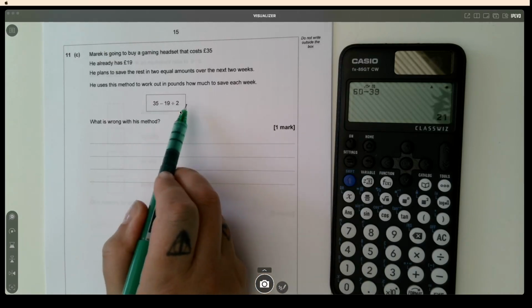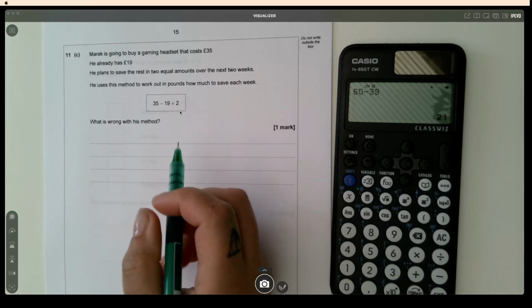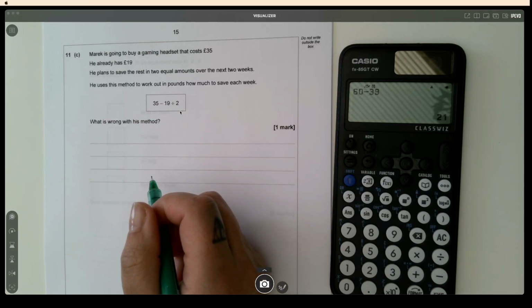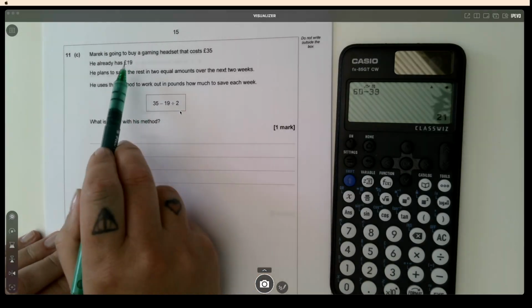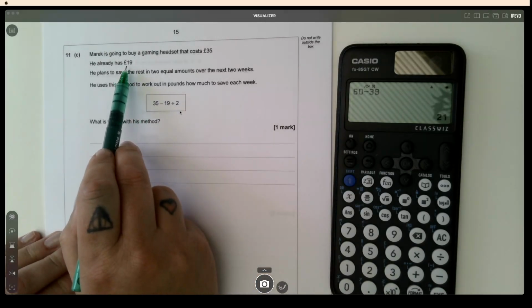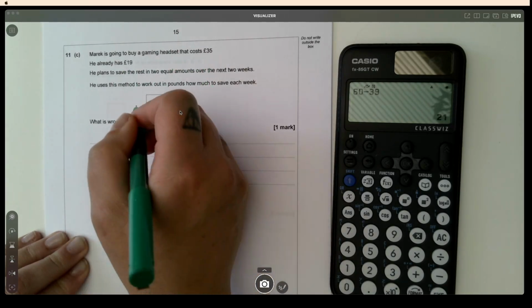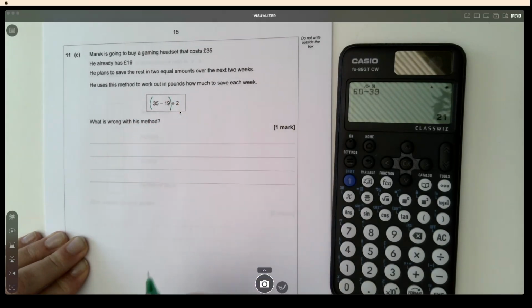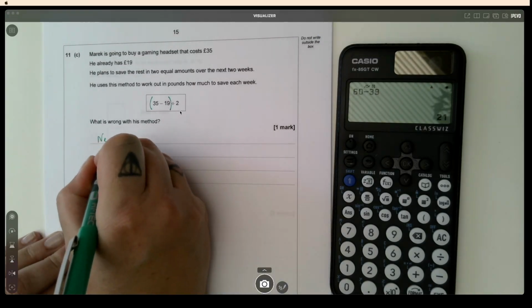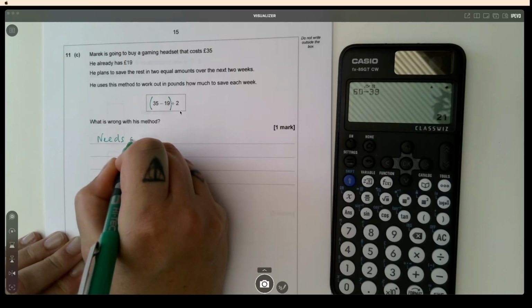So what's wrong with his method is he hasn't taken into account order of operations. So what he's wanting to do is subtract the £19 that he already has from 35 and then split it into 2 equal parts. So what we should have is a pair of brackets there so that he subtracts the £19 that he has before he then divides by 2.